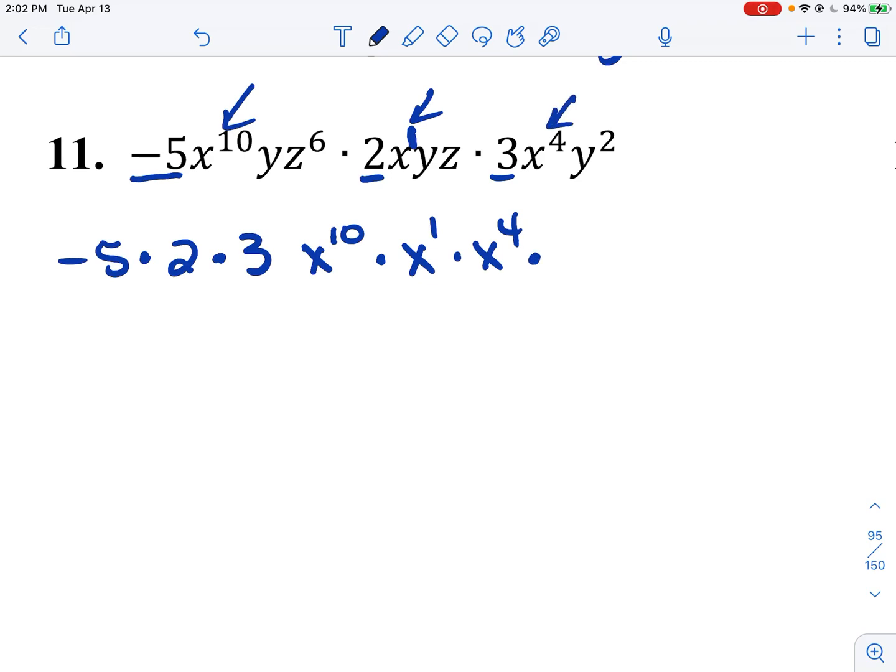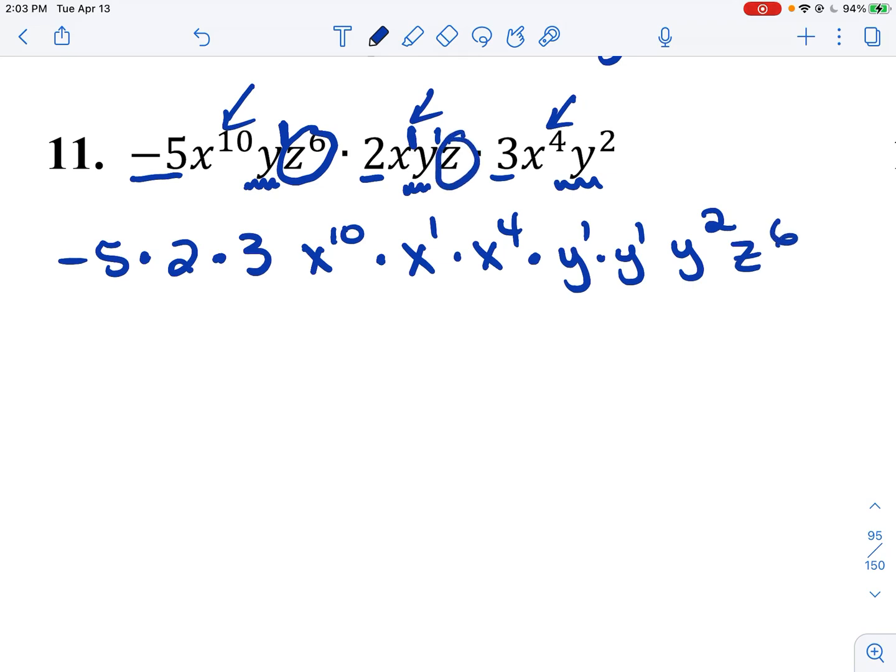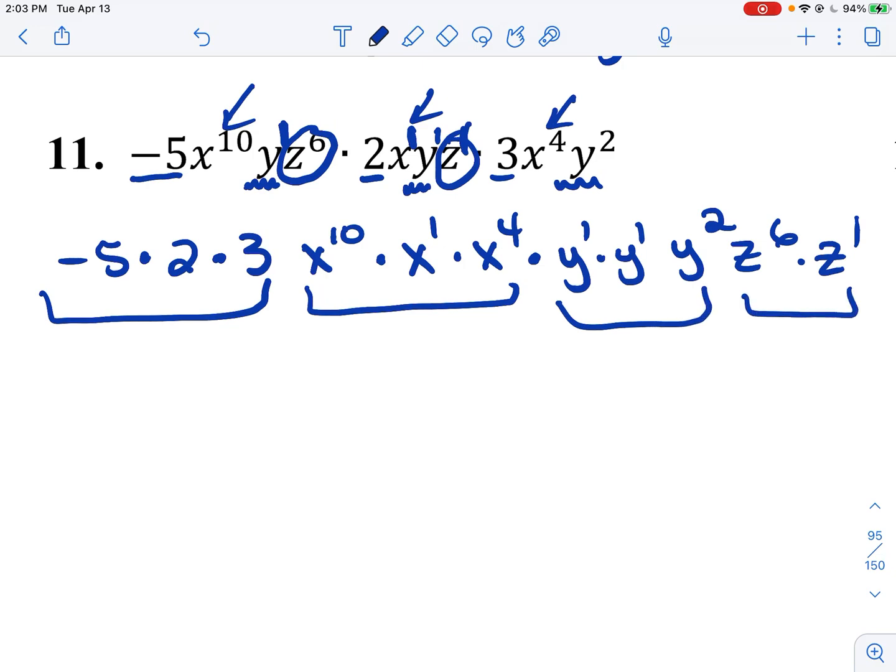Then I have y's. This is y to the 1st power. I'm going to write that down. I have another y to the 1st power right here. And then over here, I have a y to the 2nd power. Then I have a z to the 6th. And I have a z, and that would be to the 1st power.